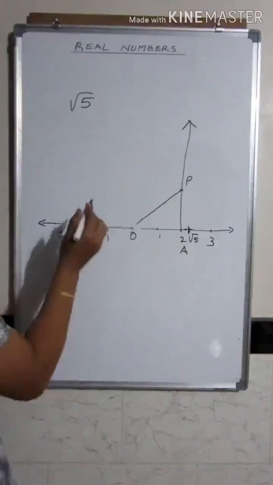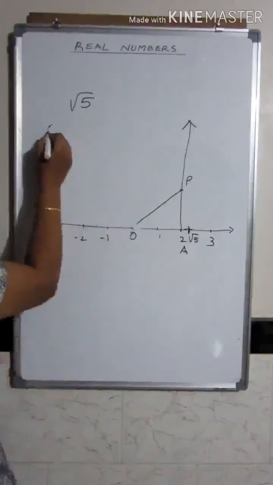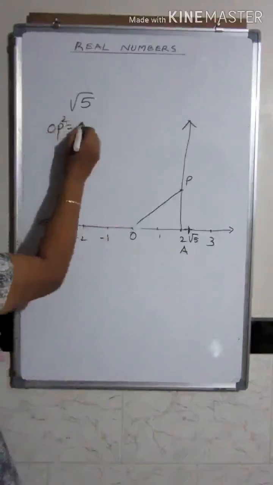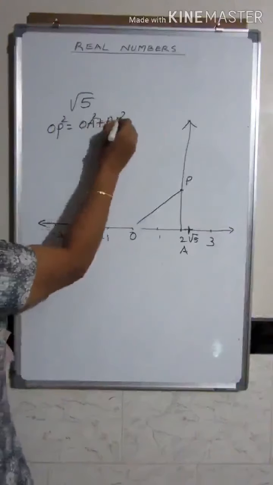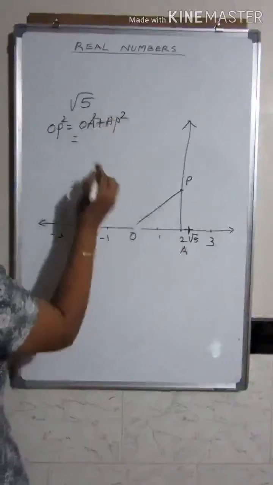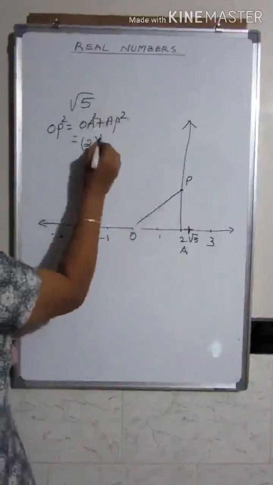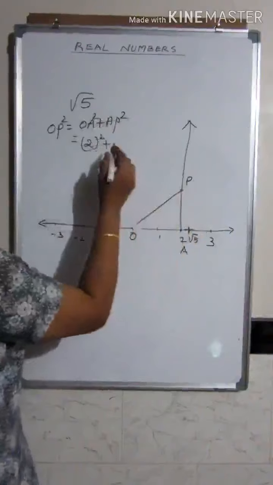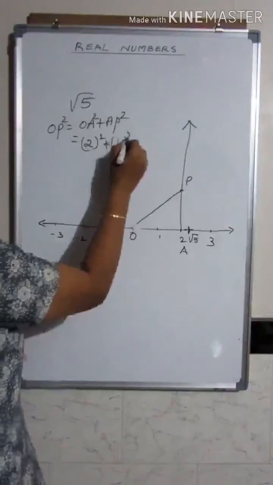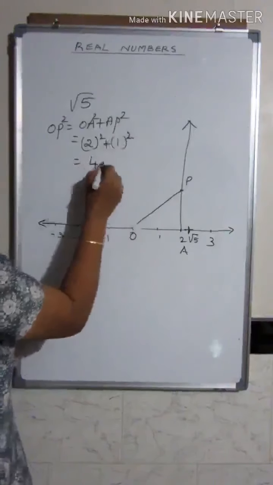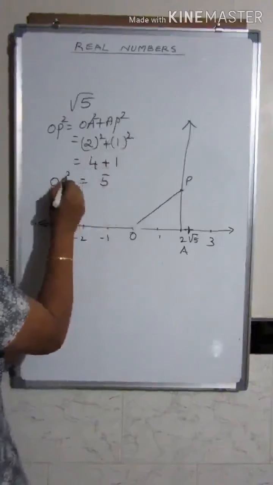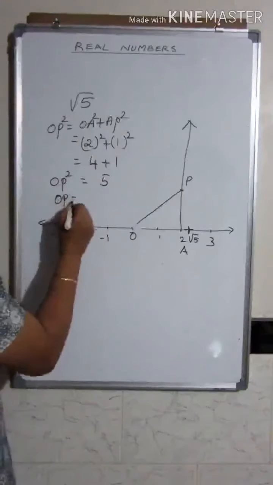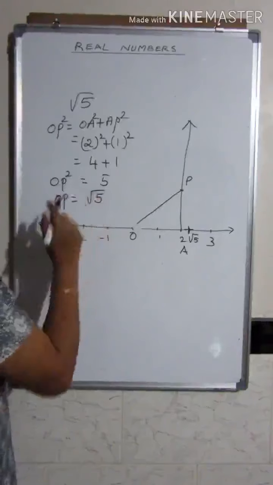Now using Pythagoras theorem, you get OP square is equal to OA square plus AP square. The length of OA you have taken as 2, so you get 2 square, and the length of AP you have taken as 1, so you get 1 square. 2 square is 4, plus 1, which is equal to 5. That is, OP square is equal to 5, or the length of OP will be equal to root 5.